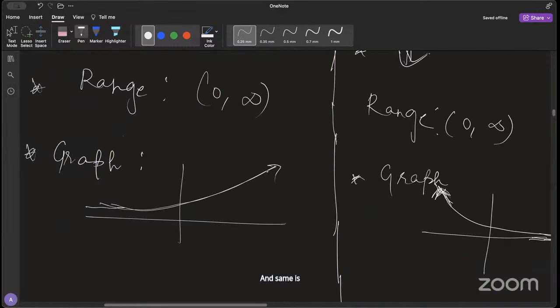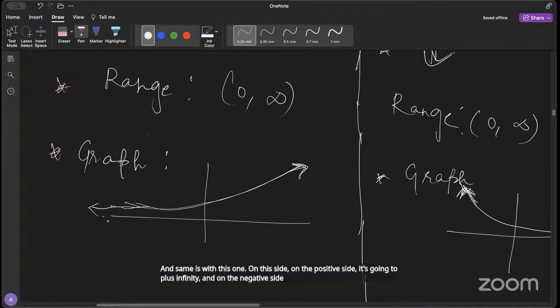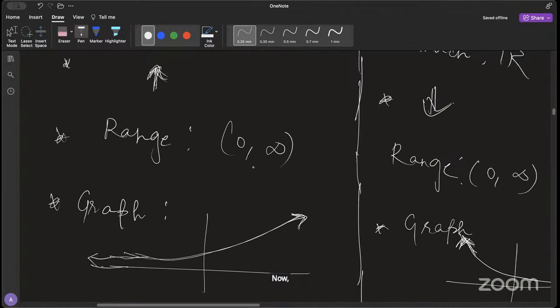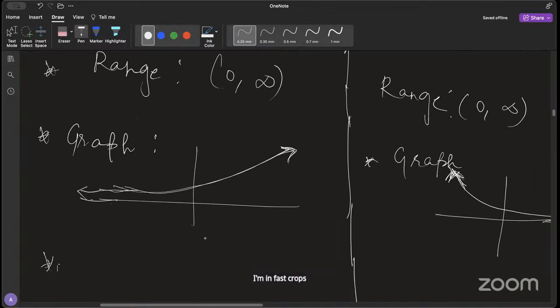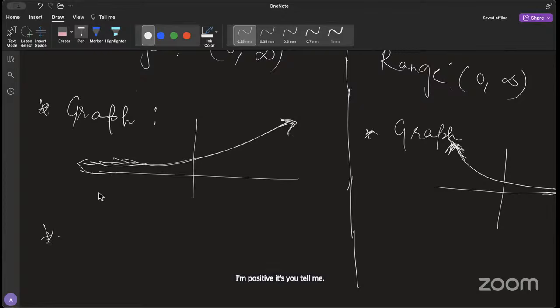And same is with this one. On this side, on the positive side, it's going to plus infinity. And on the negative side, it's going to 0. Now you can see why the range is 0 to infinity, right? On the negative side, it's going to 0. And on positive, you tell me. We've discussed this in polynomials, right? On the positive side, it's going to plus infinity. Okay.